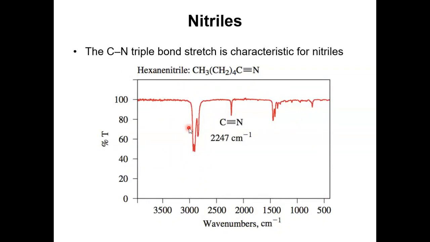Nitriles are a class of compounds that have the CN triple bond. The CN triple bond gives you a medium intensity peak, generally sharp, around 2200 reciprocal centimeters. And here again is the sp3 CH. If you see a few peaks slightly below 3000 reciprocal centimeters, those are always sp3 CH.